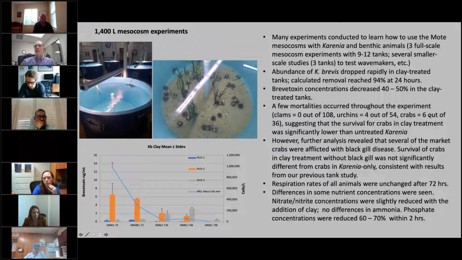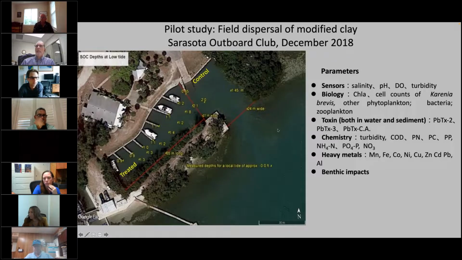But in the crabs, there was some loss of the crabs. When we looked at it closely, unfortunately, these crabs had to be purchased from markets because that was also a time where there was a red tide going on and we couldn't get crabs that were not already exposed. So these market crabs, many of them had black gill disease, and the clay treatment group got an overabundance of diseased crabs, and so that study has to be repeated. There were a number of other studies that I'll just skip through, but they've all been generally very positive.